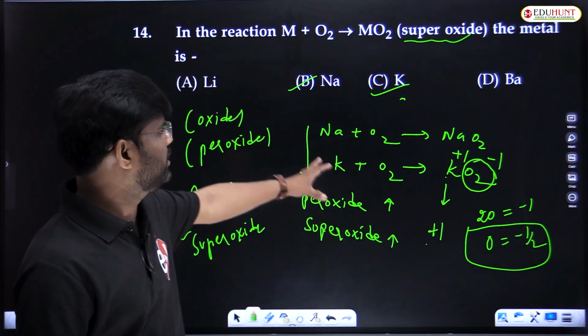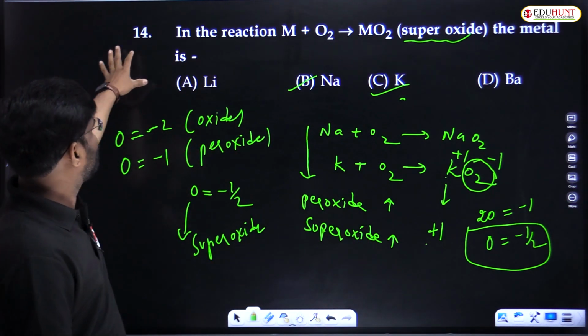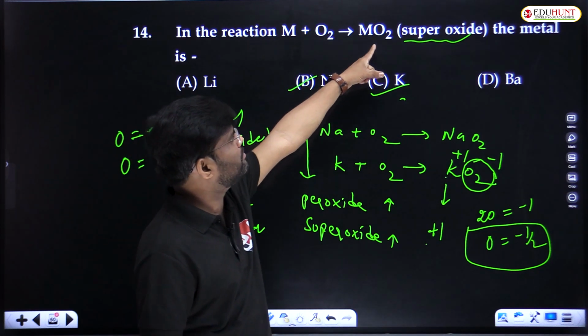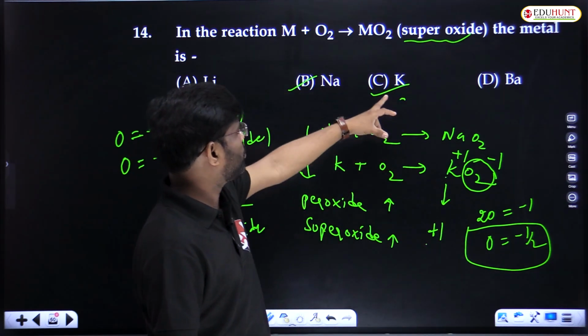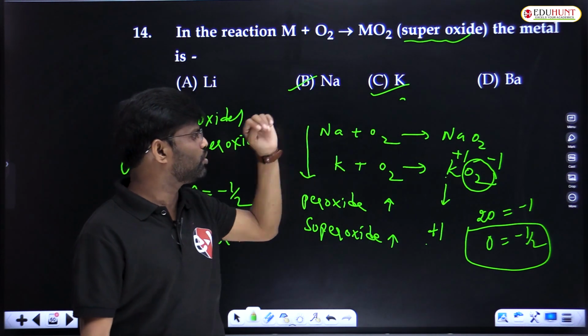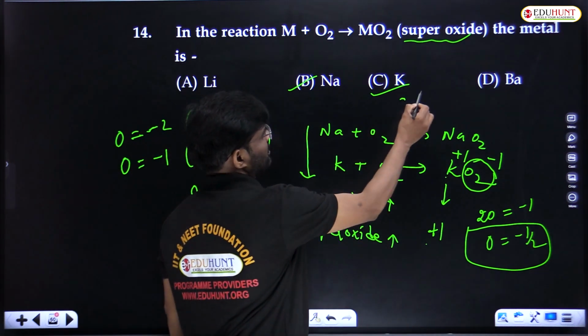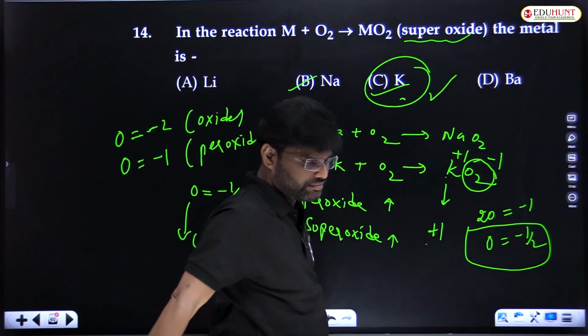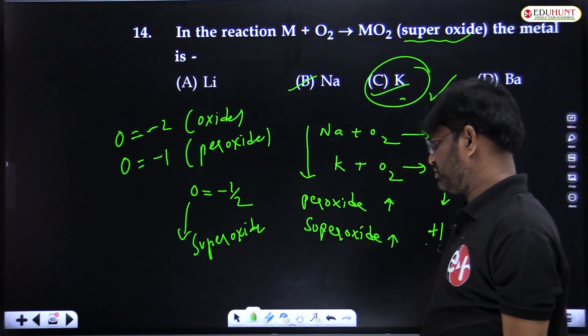So this is about the question number 14. Reaction, metal reacts with oxygen, MO2 superoxide. So potassium is the answer, correct answer. If 2 answers, sodium also. So main answer is this is correct. Next, let's go to the next question.